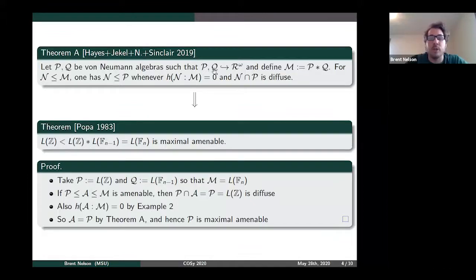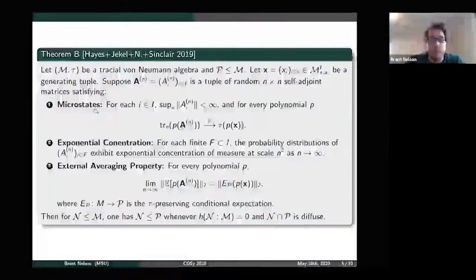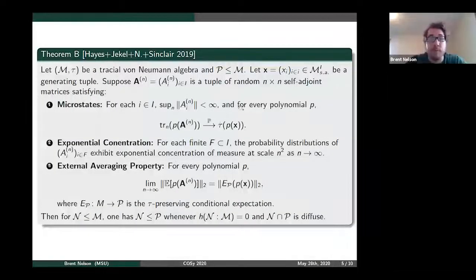The fact that P and Q embed into R omega tells you that you've got lots of microstates lying around individually for P and Q. And since they sit in free position inside of M, you can turn the microstates for P and Q into microstates for M by conjugating one of them by a random Haar unitary. This is due to work of Voiculescu that says that asymptotically they'll be free. And so you get this microstates condition more or less for free.